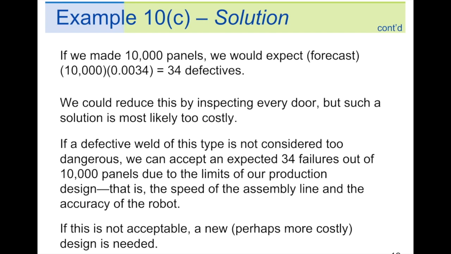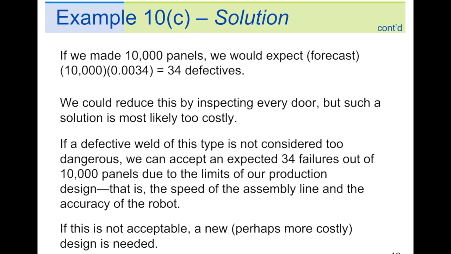We could reduce this by inspecting every door, but such a solution is most likely too costly. If a defective weld of this type is not considered too dangerous, we can accept an expected 34 failures out of 10,000 panels due to the limits of our production design. That is, the speed of the assembly line and the accuracy of the robot. If this is not acceptable, a new, perhaps more costly design is needed.